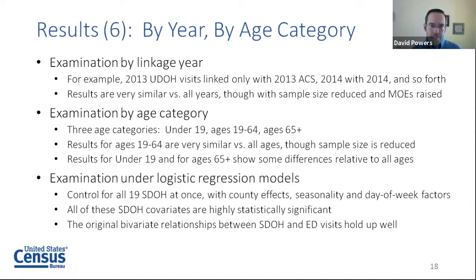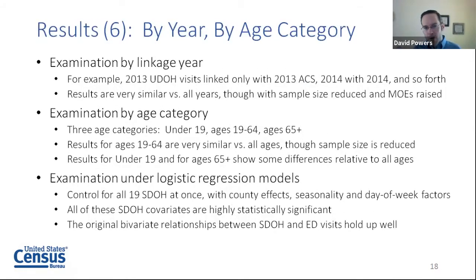The next is regarding age group. We look at 3 groups: under 19, 19 to 64, and 65 plus. We find that the results for ages 19 to 64, the group in the middle, are very similar to what we have for all ages, but with a reduced sample size. For the under 19 group and for the 65 plus group, of course, we do find some differences. Children have different patterns than the average person. Seniors have different patterns. We would expect this for different phases of life.